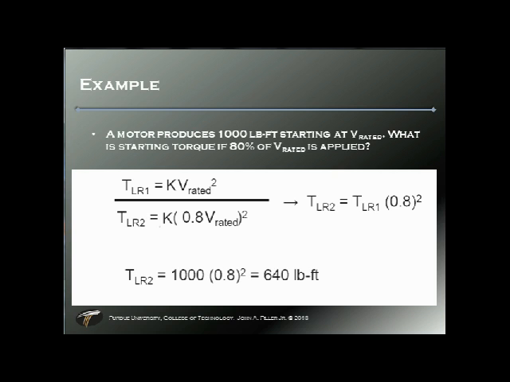Well, we end up with locked rotor torque 1, locked rotor torque 2. The K's cancel, the V's cancel, so you end up with a ratio where locked rotor torque 2 is equal to locked rotor torque 1 times 0.8 squared. So the percentage right here squared. We end up with, instead of 1,000 foot-pounds, only 640 foot-pounds available.